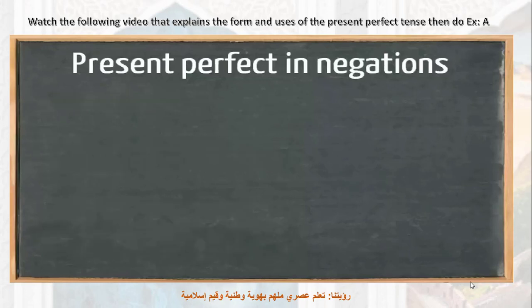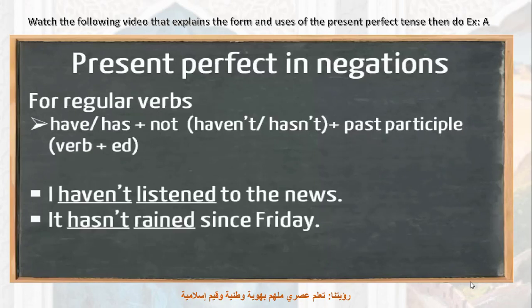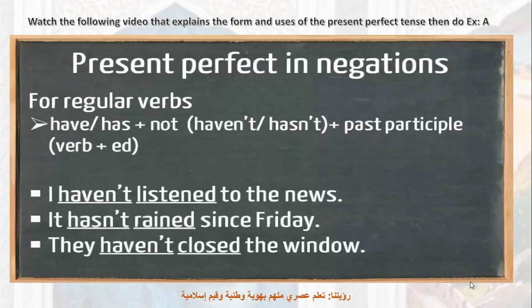Let's have a look at the present perfect in negations. For the regular verbs, again the auxiliary verb to have, and we add not, contracting it into haven't or hasn't, and the past participle. I haven't listened to the news. It hasn't rained since Friday. They haven't closed the window.